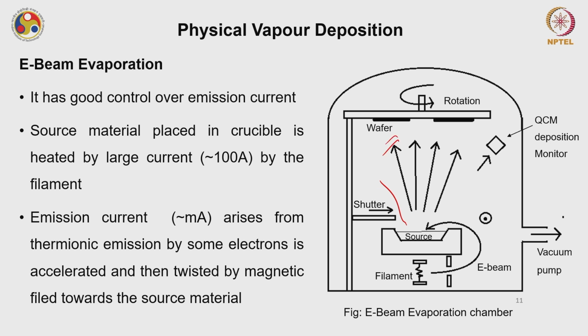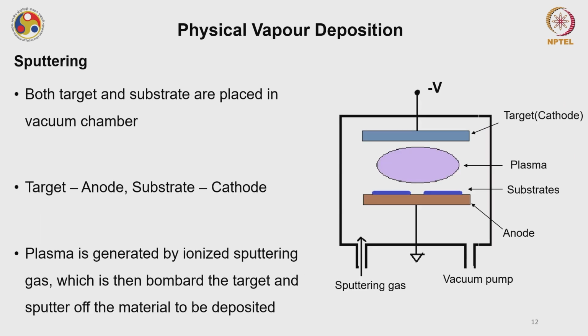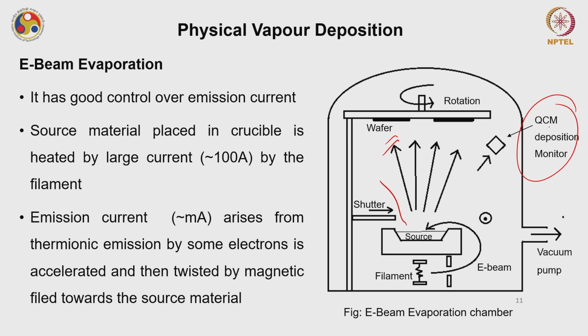In some of the advanced systems, some rotation is done to have a uniform film, and sometimes you have a QCM deposition monitor, which can give you an idea of the deposited thickness of the film. A similar QCM deposition monitor is also possible in the thermal evaporation system that we have just discussed. So this is a basic thermal evaporation system.